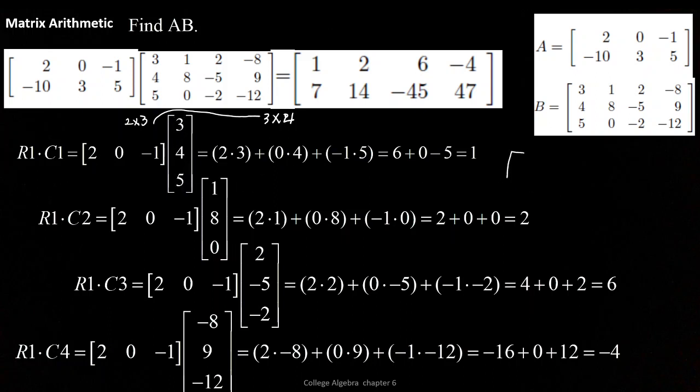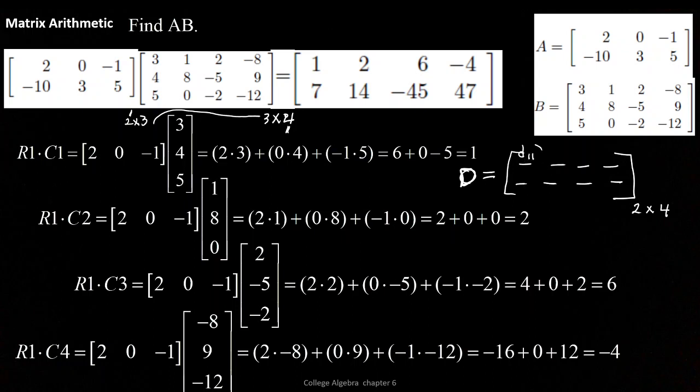So the answer to this matrix multiplication would be 2 by 4. That means it would have 2 rows and 4 columns. That's the answer. Now, let's call this matrix C. Actually, we can't call it C because we already used C. Let's call it D, right? So this would be D11.